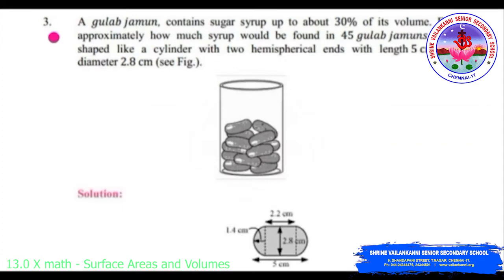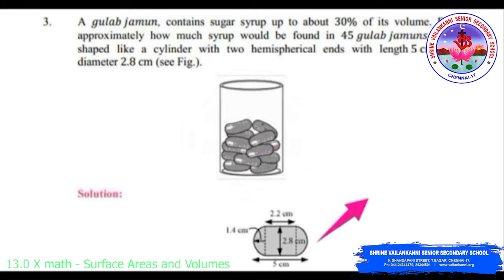Third problem: a gulab jamun contains sugar syrup up to 30% of its volume. Find approximately how much syrup would be found in 45 gulab jamuns, each shaped like a cylinder with two hemispherical ends, with length 5 cm and diameter 2.8 cm. Given the figure where the 45 gulab jamuns are placed inside, we want to find out the volume of the sugar syrup contained in 45 gulab jamuns.